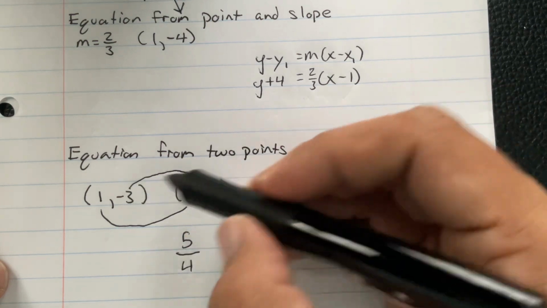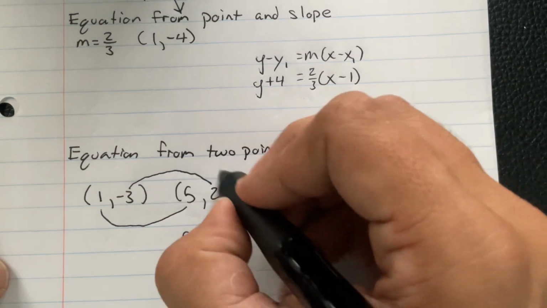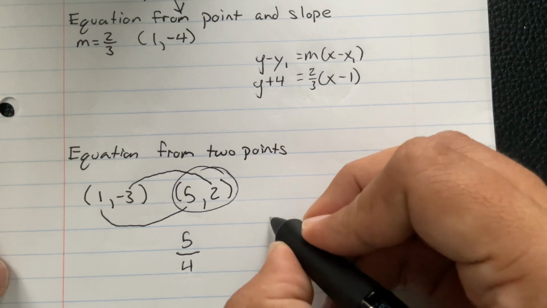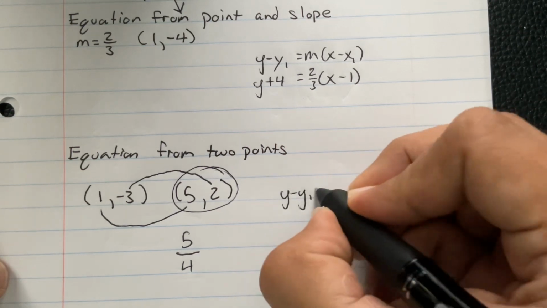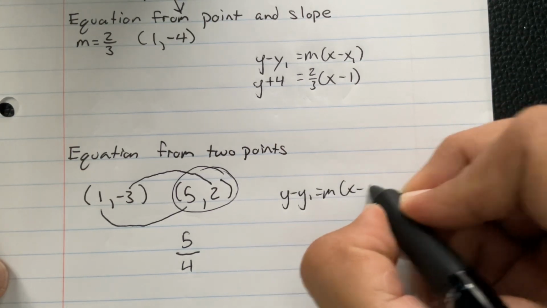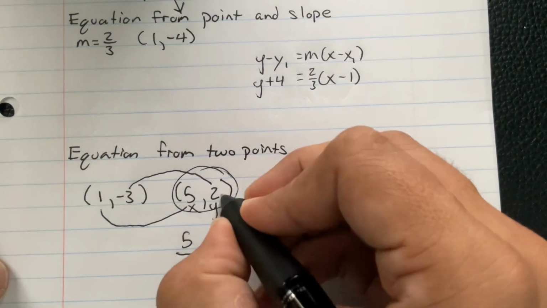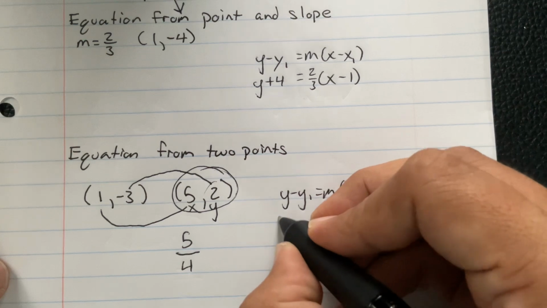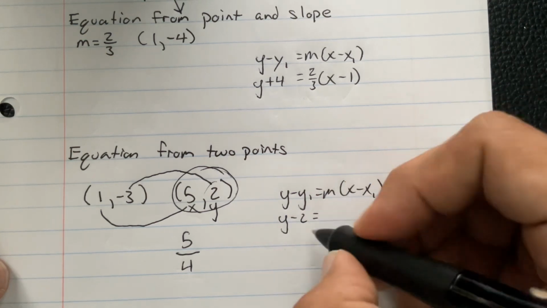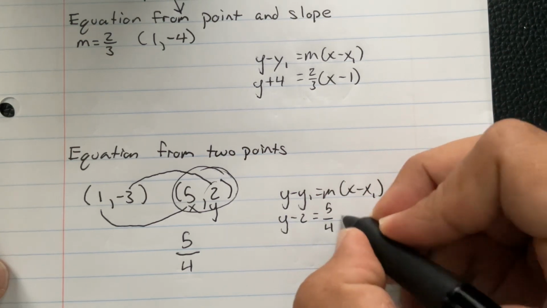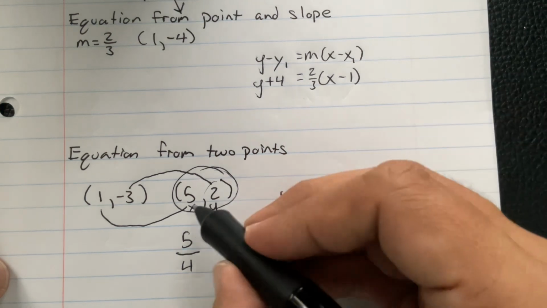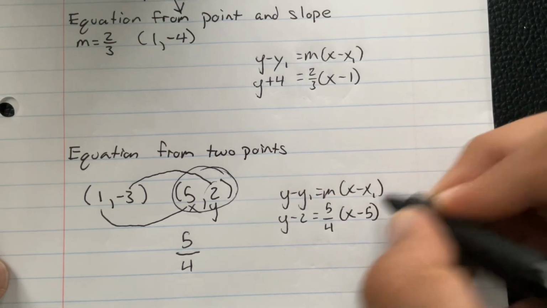Now I just have to pick a point. It does not matter which one it picks. We'll pick this one. So for this formula here, we're going to replace y1 with 2. M is going to become 5 over 4. And the x I'm going to replace with the 5. And we're done.